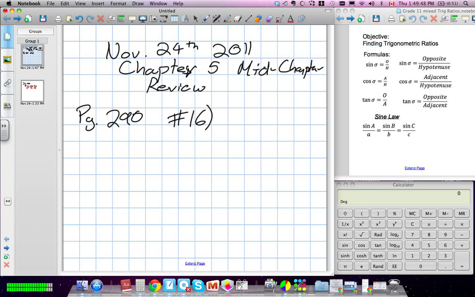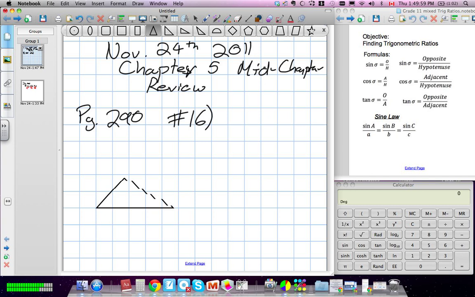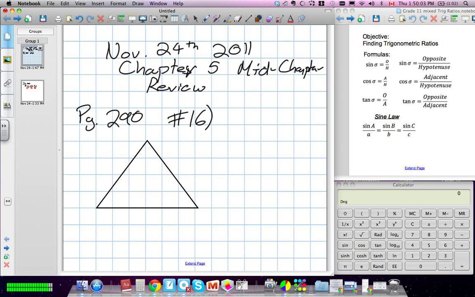It says, Tara built a sculpture in the shape of a huge equilateral triangle of a side length of 4 meters. So an equilateral triangle is a triangle that has the same side length on every side. Let's say that's roughly properly drawn. Okay, we'll use that as our measurement one.